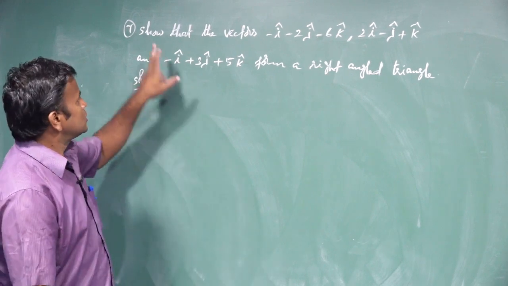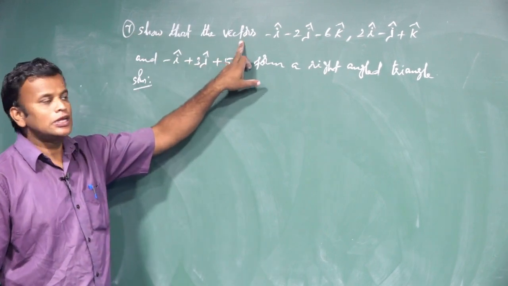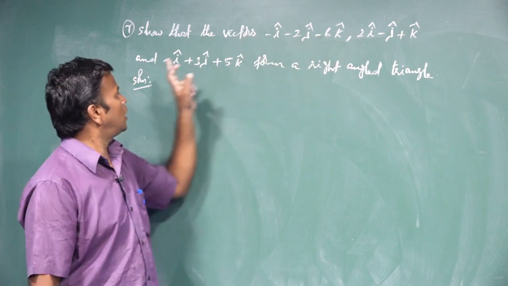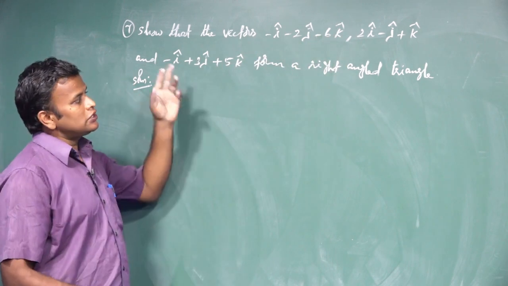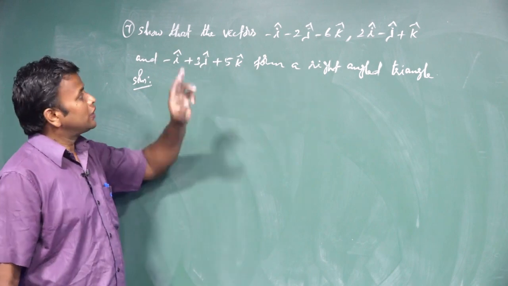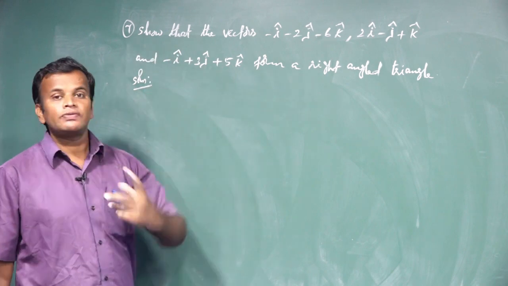The next question is, show that the vectors, you see there will be three vectors, 1, 2 and 3, form a right angled triangle. We already see in the question, but the given word is the position vector.